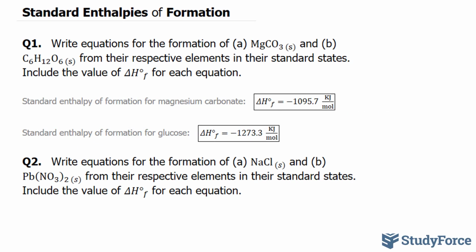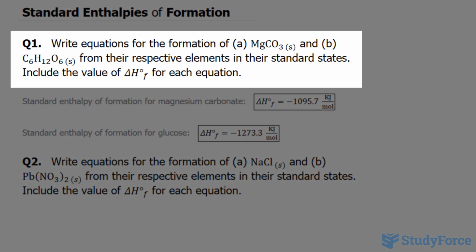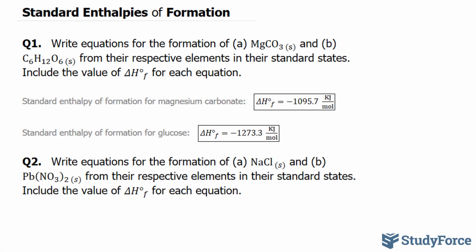In this lesson, I'll show you 4 examples on how to write equations for the standard enthalpies of formation. Question 1 reads, write equations for the formation of A, magnesium carbonate, and B, glucose. Include the value of the standard enthalpy of formation for each equation. Let's start with part A, magnesium carbonate.